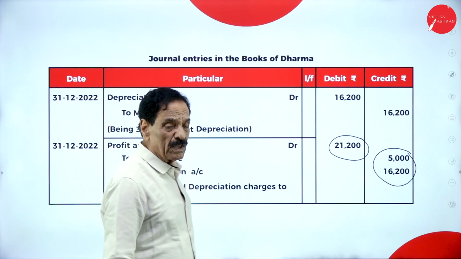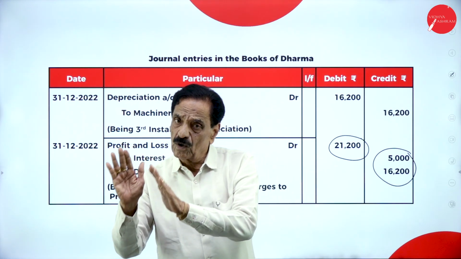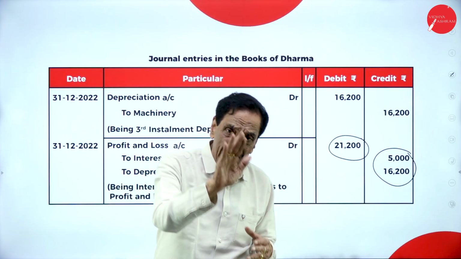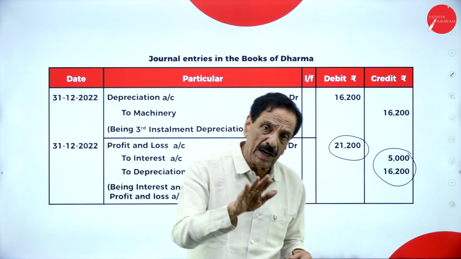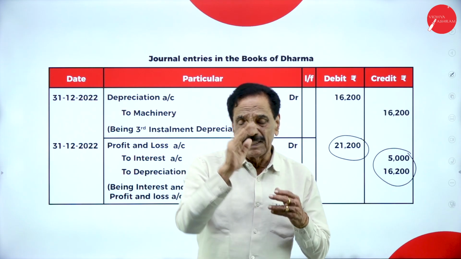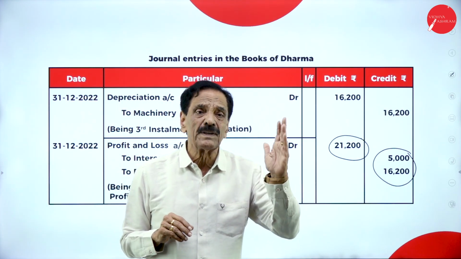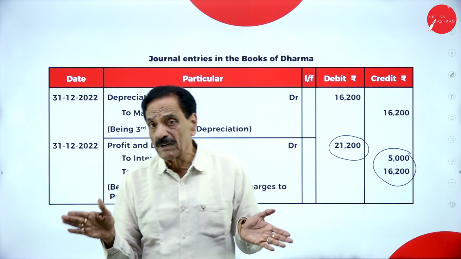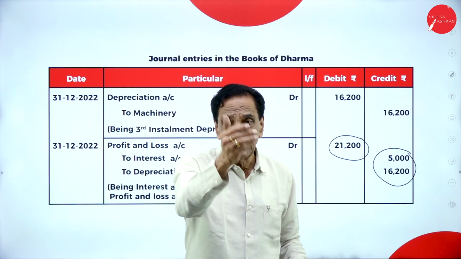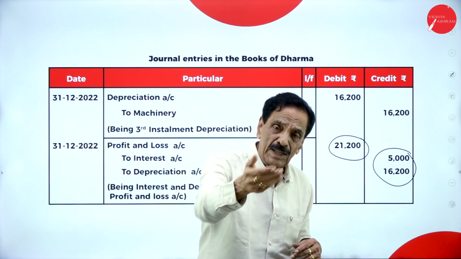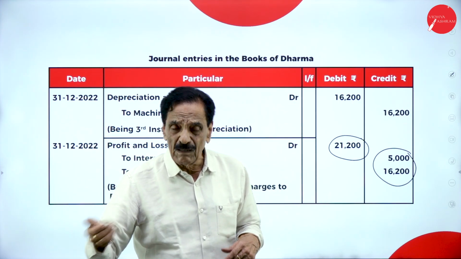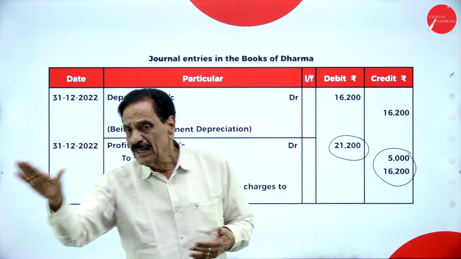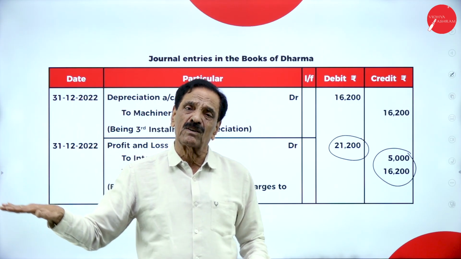Once you know the common entries: asset account debtor to hire seller account; hire seller account debtor to bank account, the down payment. Interest of the first year, interest account debtor to hire seller account. First installment, hire seller account debtor to bank account. Then depreciation account debtor to machinery account. Transfer entry, profit and loss account debtor to interest account, to depreciation account. This goes in favor of the first year. Second year, start with interest account debtor to hire seller account, pay the second installment, hire seller account debtor to bank account, charge the depreciation, depreciation account debtor to asset account, transfer entry, profit and loss account debtor to interest account, to depreciation account. Very easy entry.